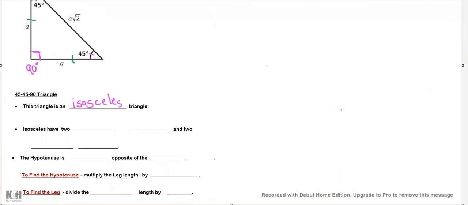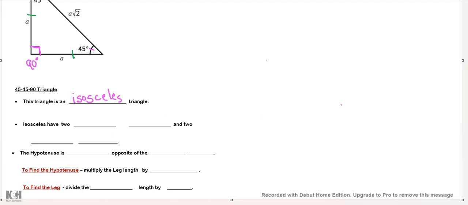You can fill in your notes as we go along. So isosceles triangles have two congruent angles and two congruent sides. Sorry about this writing.